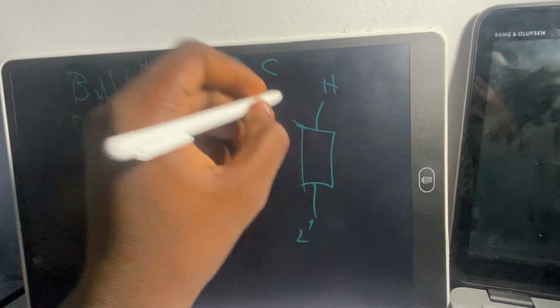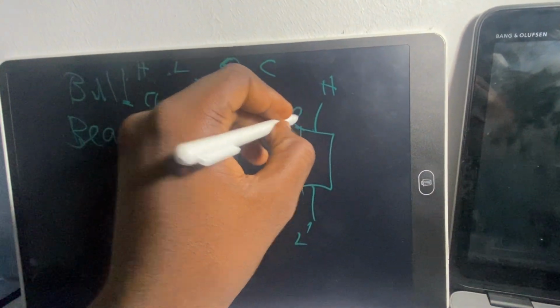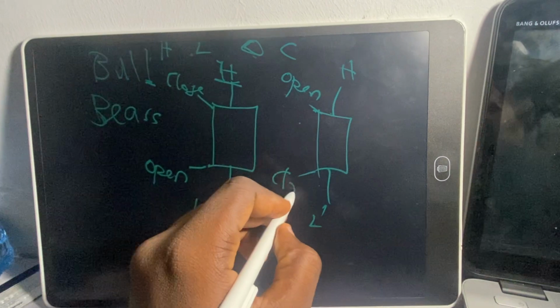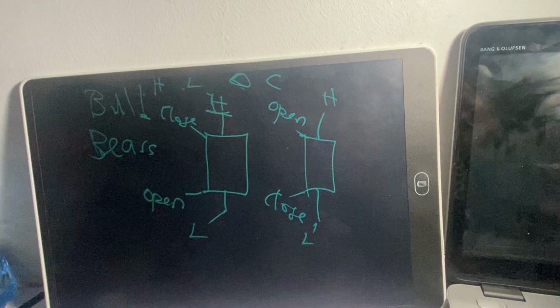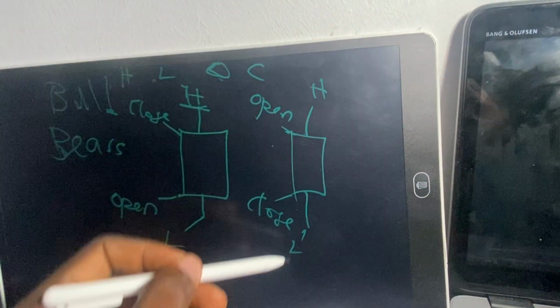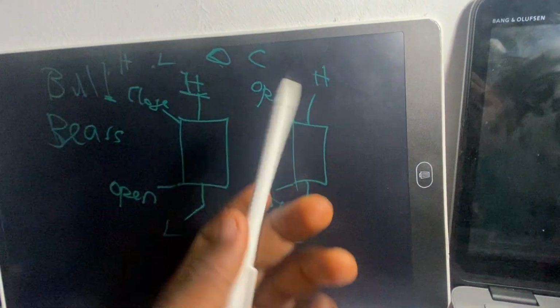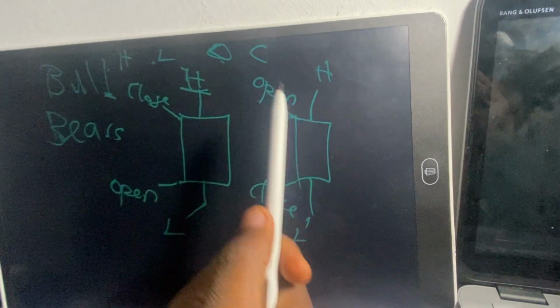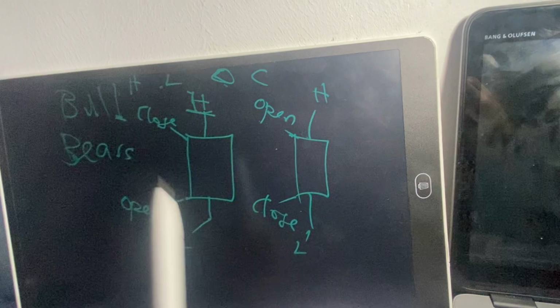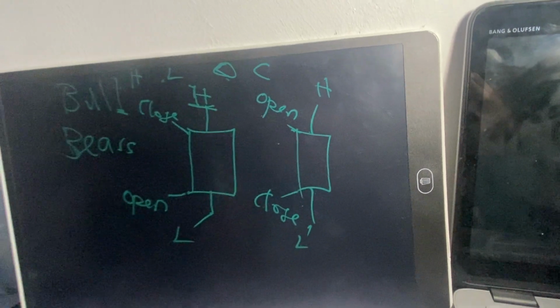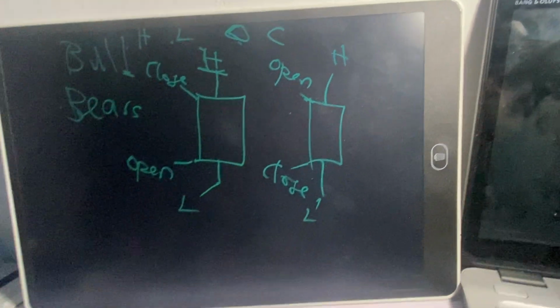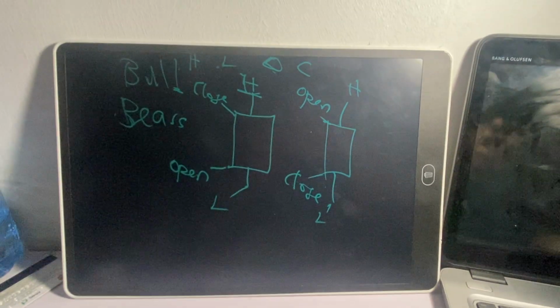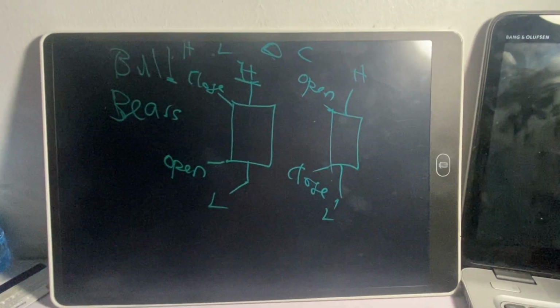And for the bears, it opens above here and closes below. It opens above and closes below. So when you click on the candlestick on your TradingView and you check the open and close price, it will tell you who owns the candlestick. Who does the candlestick belong to? Is it the buyers? Is it the sellers?